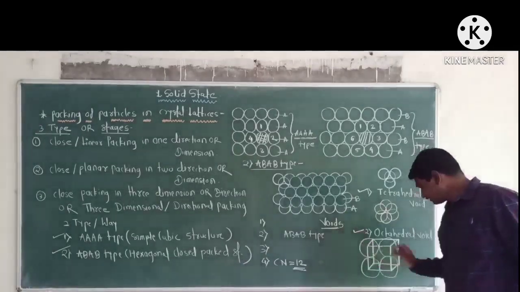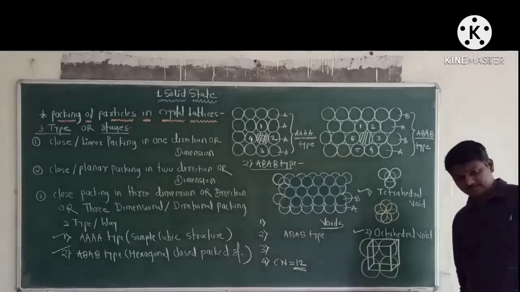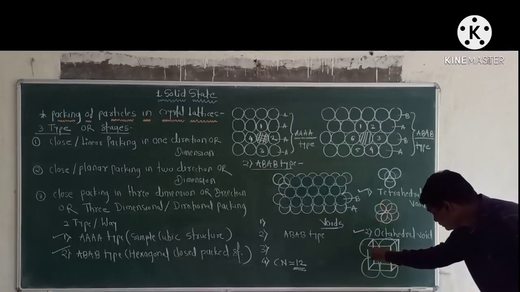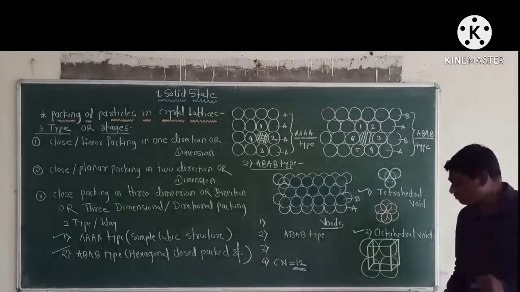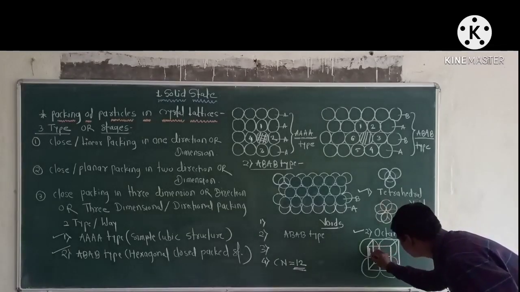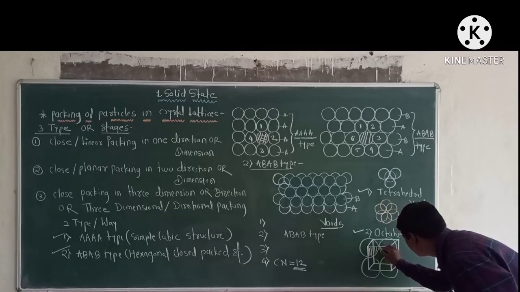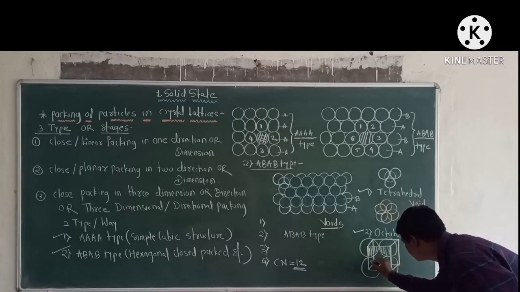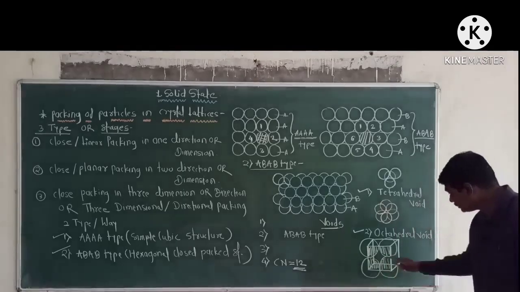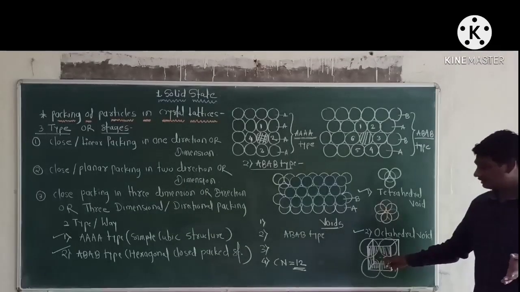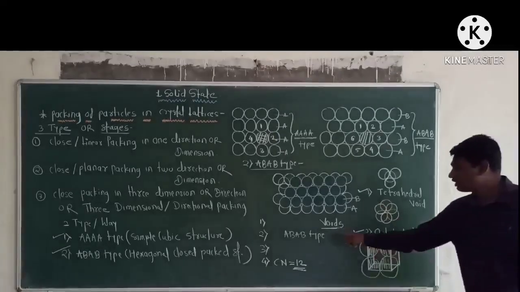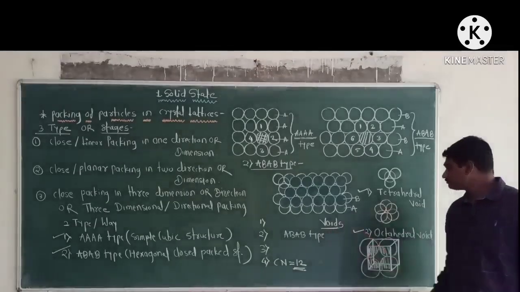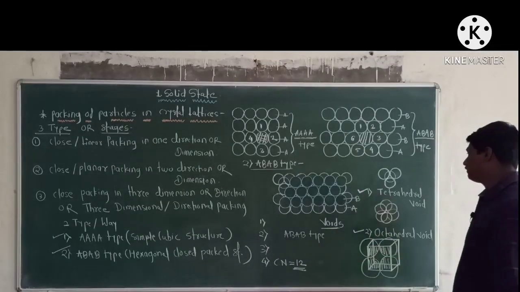For example, this is the unit cell of a crystal lattice. In this unit cell, this is a constituent particle, this is a constituent particle, this is a constituent particle. These constituent particles occupied this space, this space, and this space, and this space remained empty, unoccupied. Such an unoccupied empty space in a unit cell of a crystal lattice is called voids.